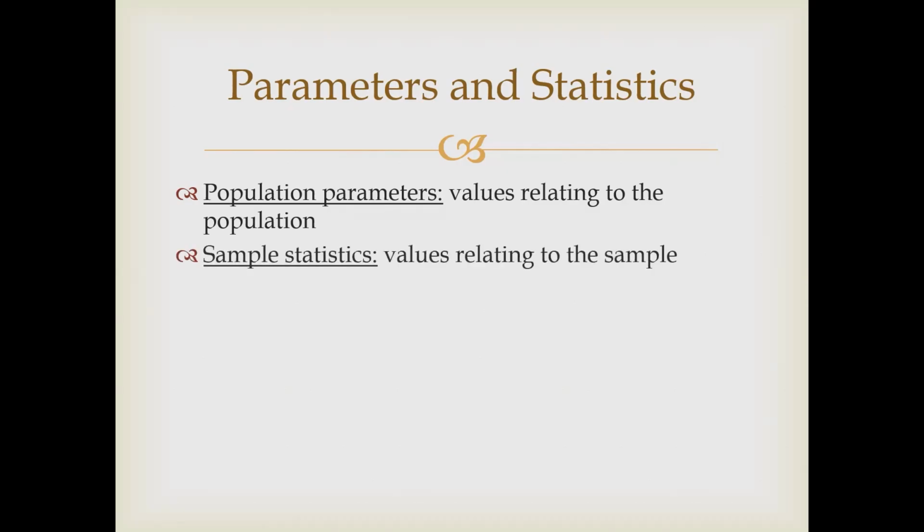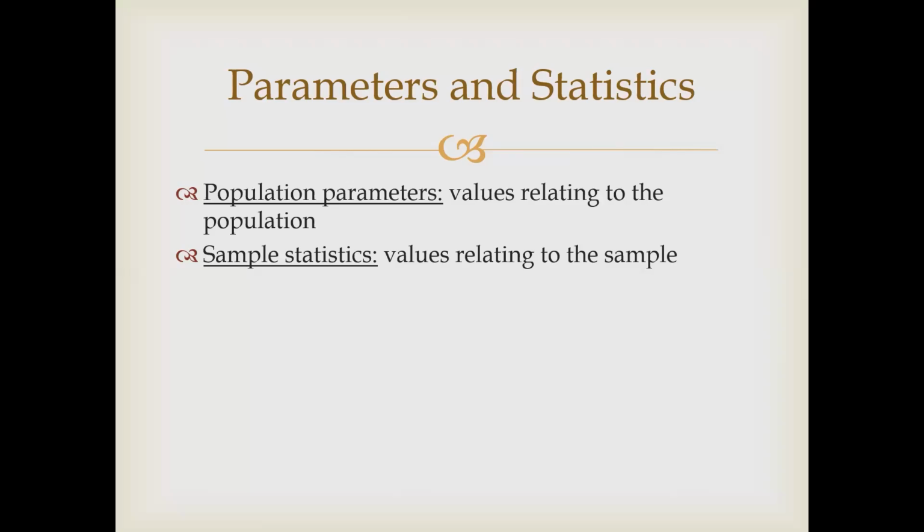Now it is unknown. Now we are selecting a sample and measuring the stress of the sample employees, and we will get a value. That value is called sample statistics. So the value for the sample is called sample statistics, or simply statistics. The value for the population is called parameter. So we don't say population parameter or sample statistics, we simply say parameters. Parameters means the values relating to the population. Statistics means the values relating to the sample.